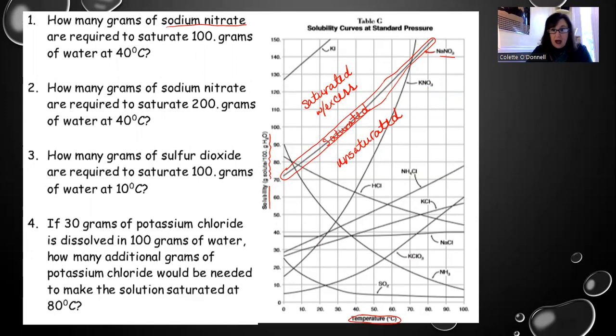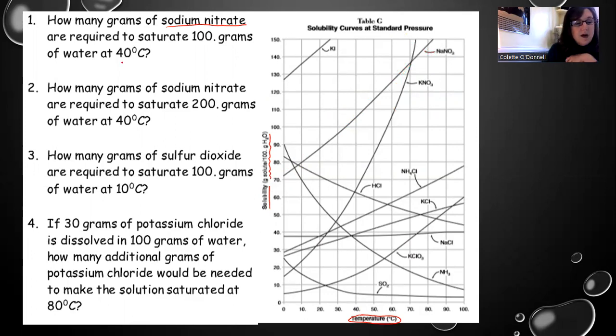dissolve. And how do you know what you would have to add in? You would look and see how close you are to this line at that particular temperature and figure out how much would need to be added in to get it to be saturated. So keep all of these things in mind when you're answering questions. And just to remove some of the busyness, I'm going to erase things here for a moment so that we can focus in on answering these questions.